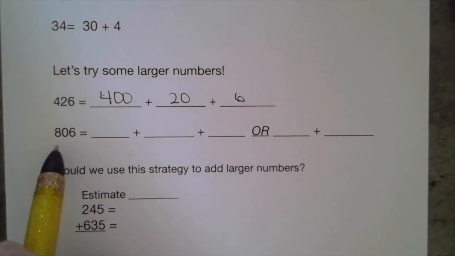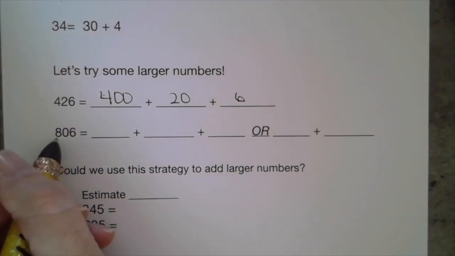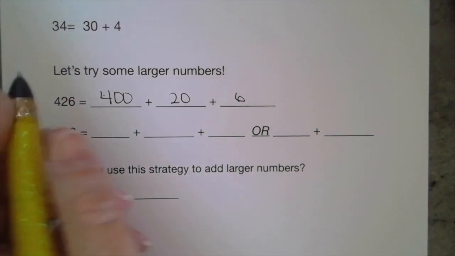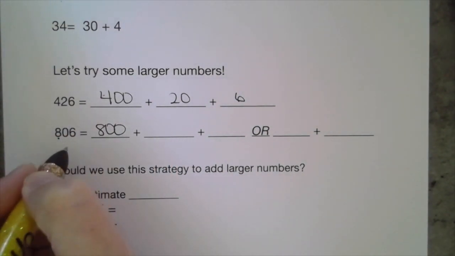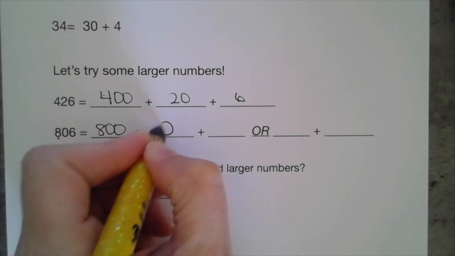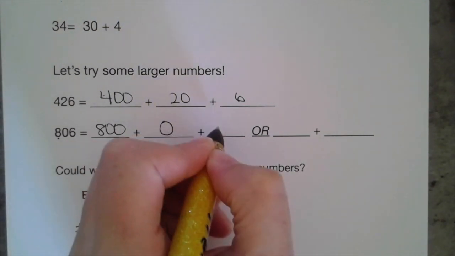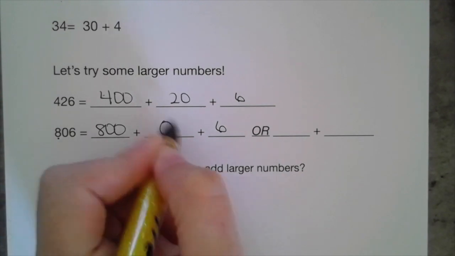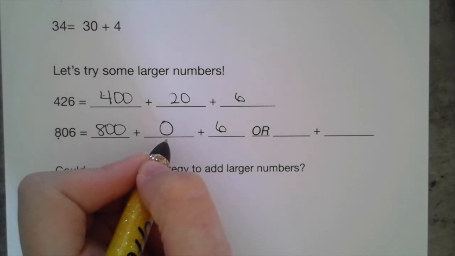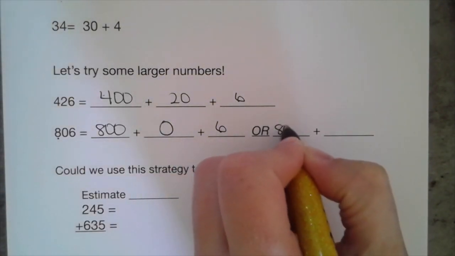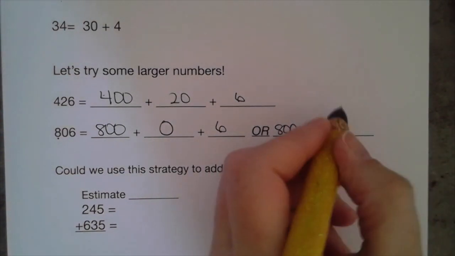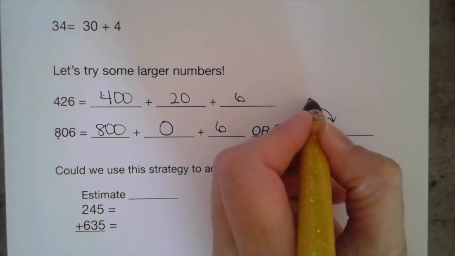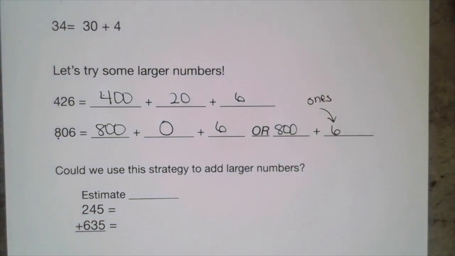So let's look at this one. We've got 806, so there are a couple of options here. What's the value of 800s? Right, 800s have a value of 800. 0 has a value of 0 tens, and 6 ones. Or I can just leave that 0 tens out and I can write it as 800 plus 6. As long as you remember that these are 6 ones and you need to line it up with the ones.